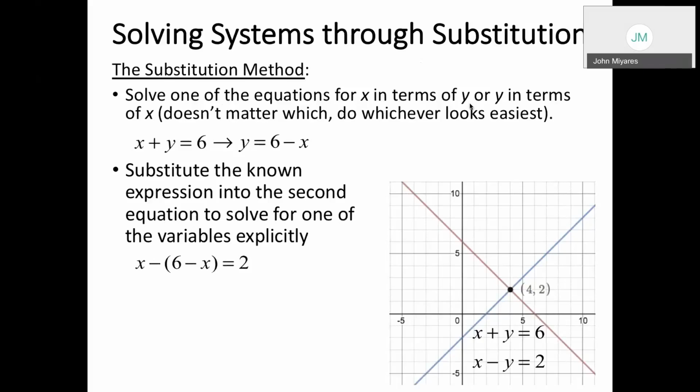This is possible because the x and the y that I'm talking about in both of these equations is really supposed to be the same value. That is to say, given x minus y equals 2 and y equals 6 minus x, I should be able to replace this expression in for y in the second equation.